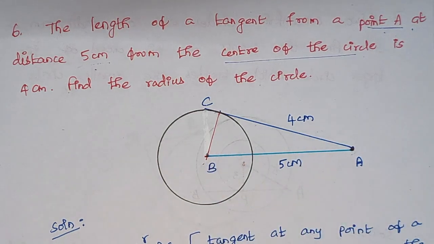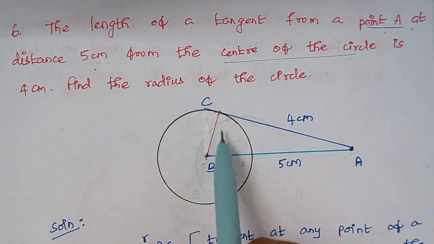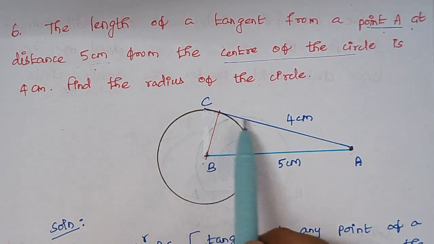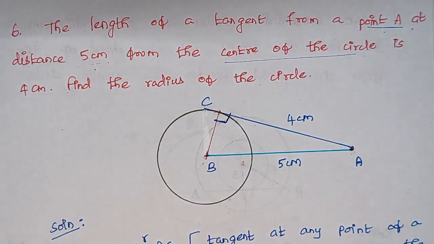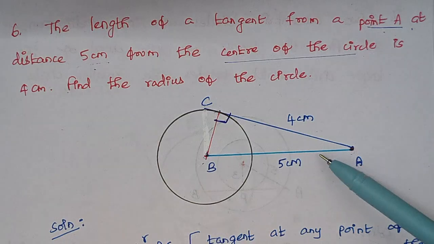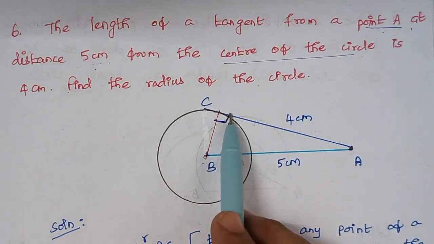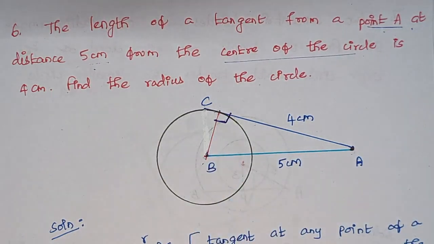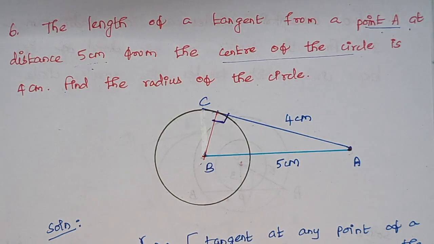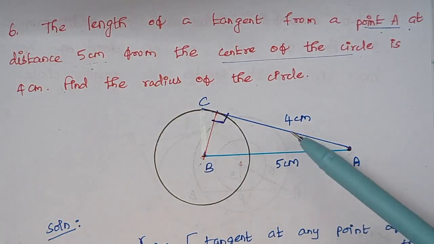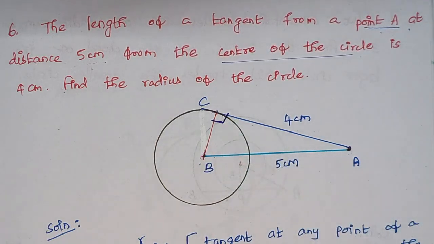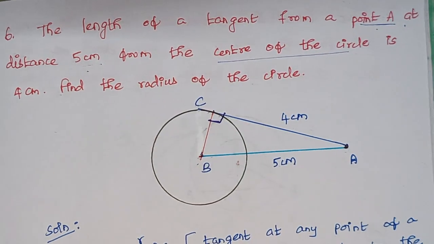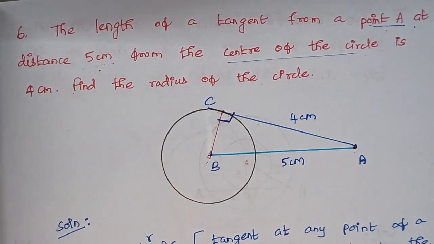So obviously, what is the angle made between your radius and this tangent? So here it is 90 degrees, as per your theorem. So since it is 90 degrees, this is a right angle triangle. In this right angle triangle, we know the value of these two sides. So we have to find the value of the unknown side. So what is the rule? Here we have to use our Pythagoras theorem.